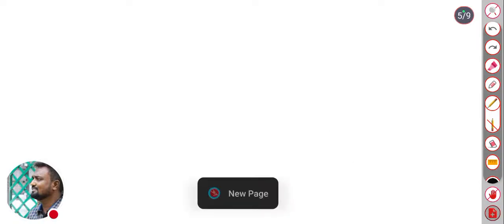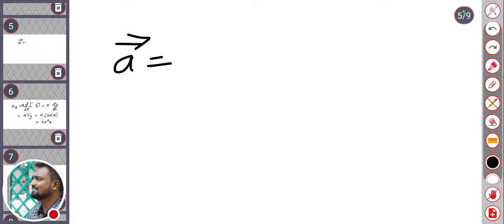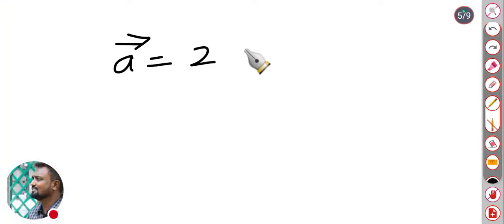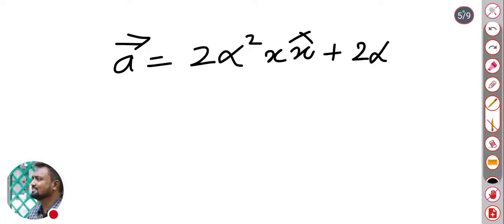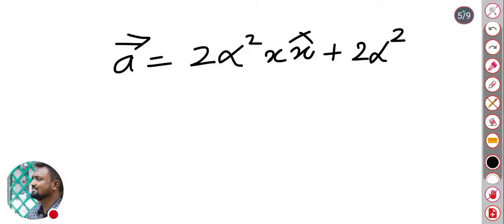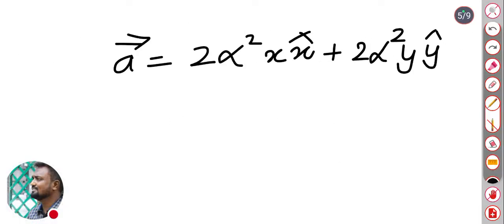I'll go to the next page to write the acceleration vector. So what is the acceleration in the x direction? 2 alpha square x cap plus 2. Do we have 2 here for the y component? Yes. 2 alpha square y cap.